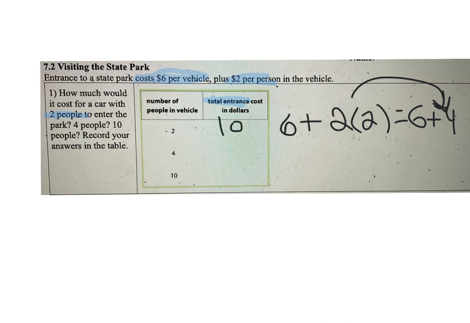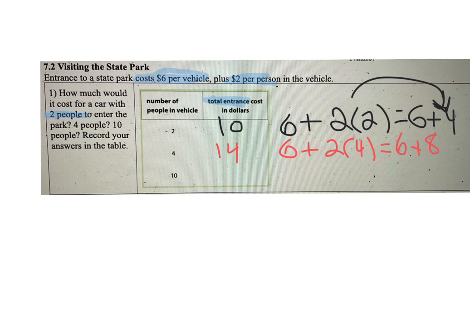Okay, same logic. Now we're talking about a vehicle with 4 people. So again, $6 for the vehicle plus your $2 times 4 different people. 2 times 4, that's going to give me 6 plus 8. And 6 plus 8 is going to give me a total cost of $14, okay?